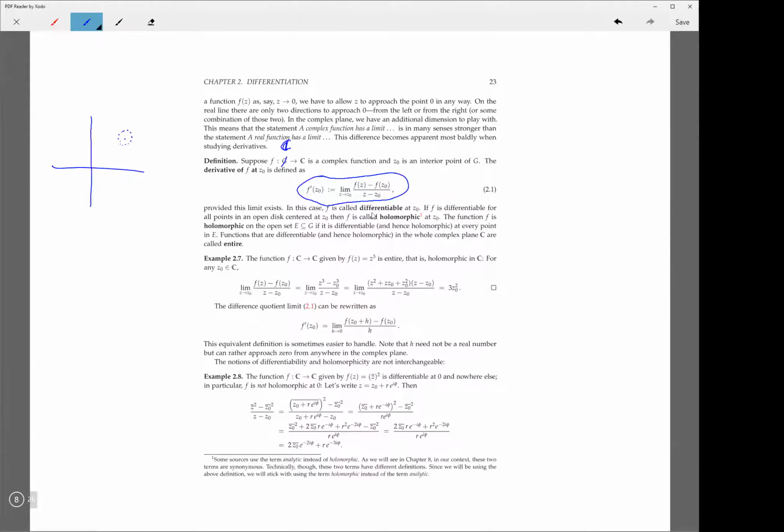And so there's differentiable, but if you're differentiable in a neighborhood, then it's also called holomorphic. And then if you're differentiable in the whole complex plane, the thing is called entire. That's where you're differentiable and therefore holomorphic in the entire complex plane. If you're differentiable everywhere, then it's entire.